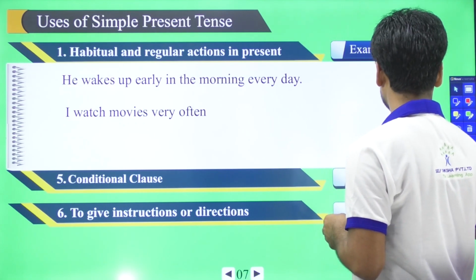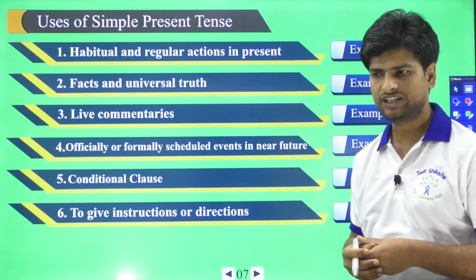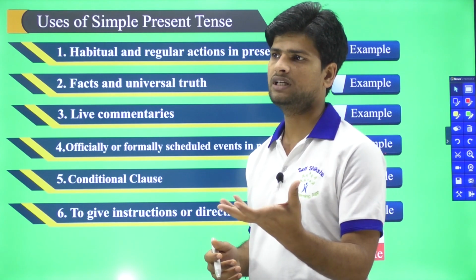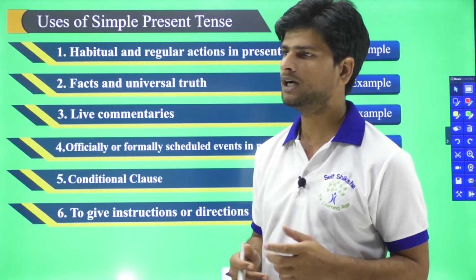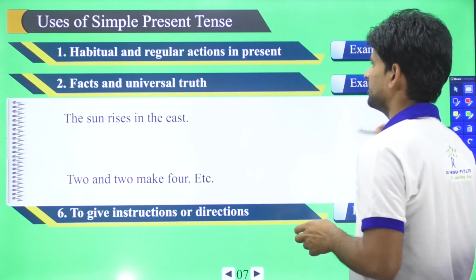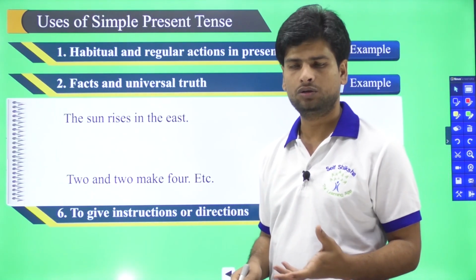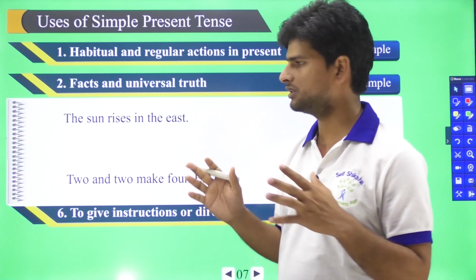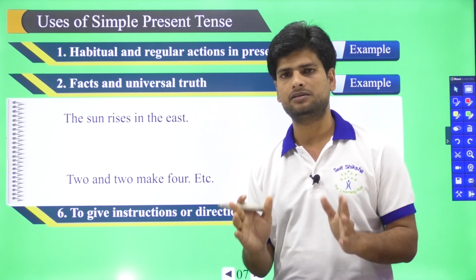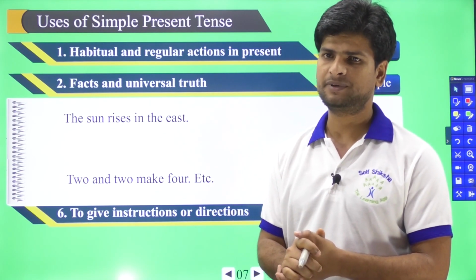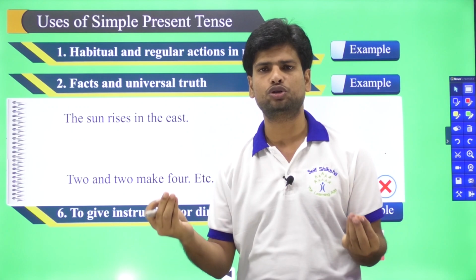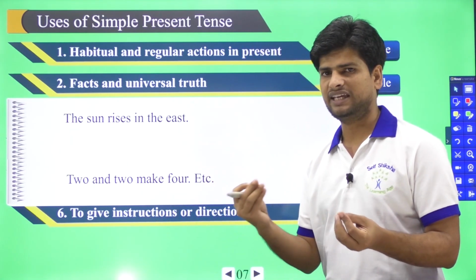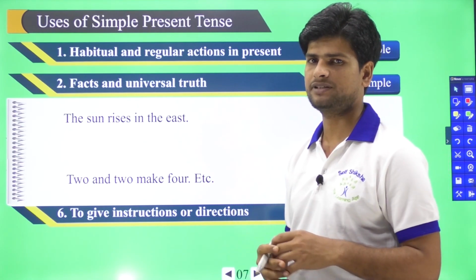Next one is facts and universal truth. Facts क्या होते हैं? For example, कोई भी चीज़ जो बहुत ट्रू है. For example, if I say 2 and 2 make 4, it is a fact. ये सही है, कोई भी करेगा तो वही होगा. So any fact generally is written in simple present tense. For example, if we combine hydrogen and oxygen it will give water. तो ये एक फैक्ट है. So it is kept in simple present tense.